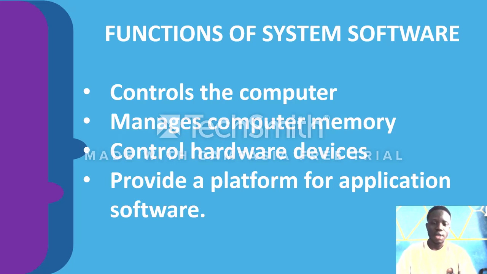functions of these system software. We all know there are various functions of system software, but we first talk about four of them. System software controls the computer. I hope we all know how software helps us control the computer. And system software manages computer memory, controls hardware devices, and provides a platform for application software.